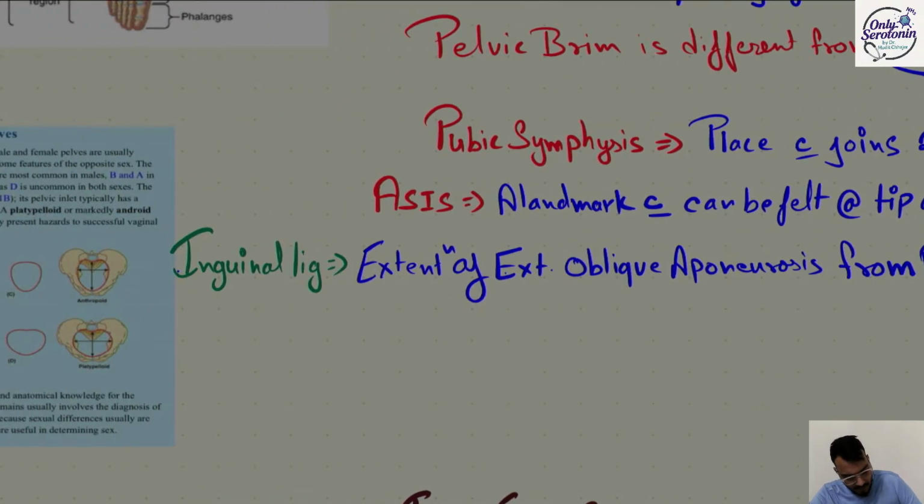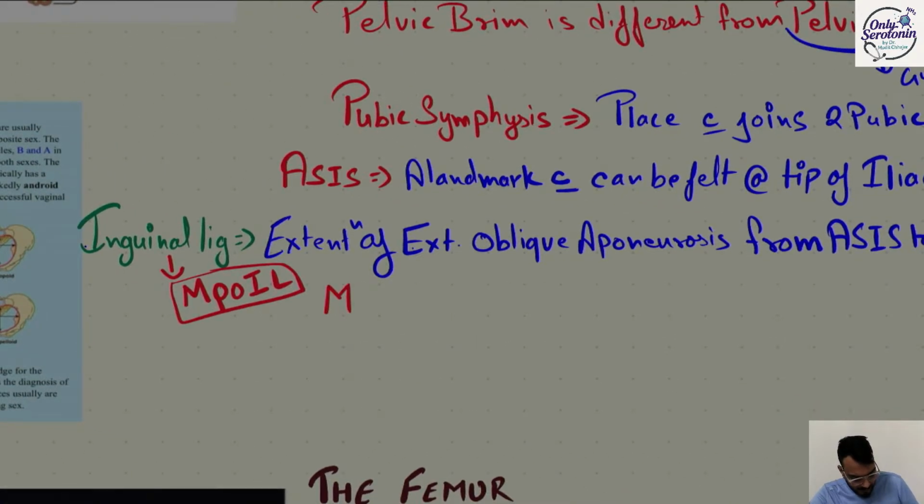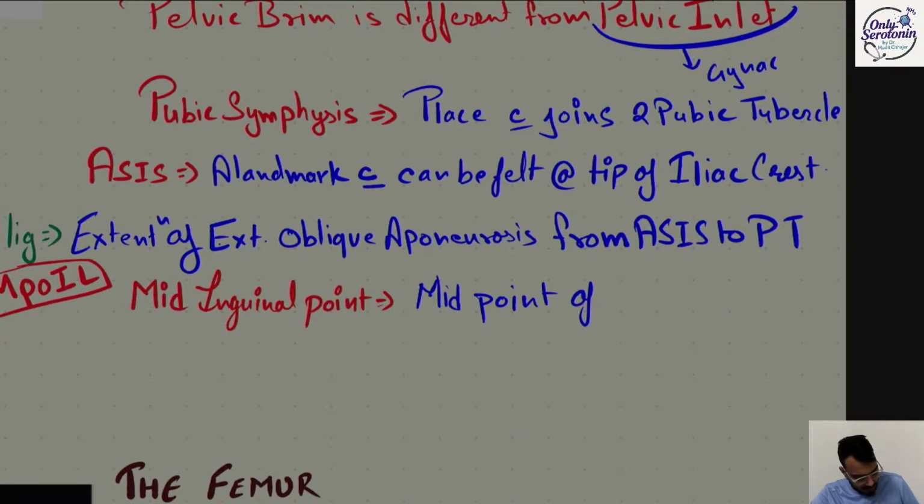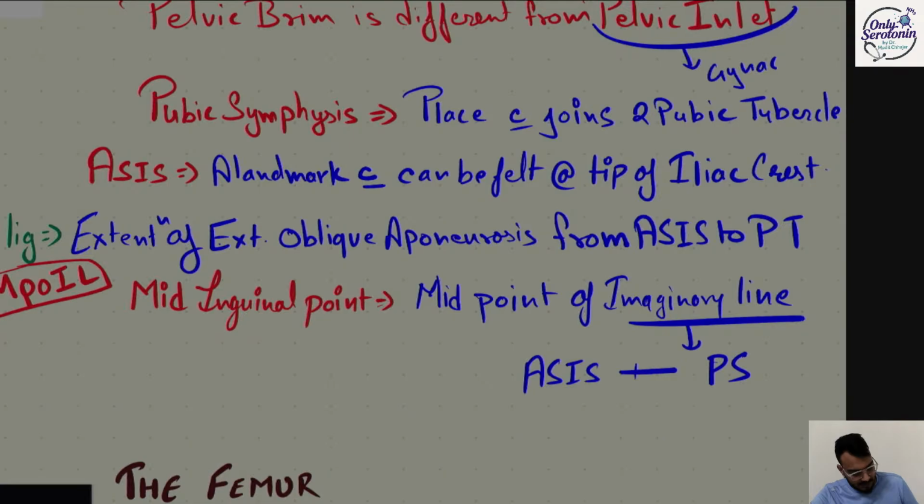And the midpoint of this is known as what, guys? The midpoint of the inguinal ligament. We have one more thing, guys, that is your mid-inguinal point. What is the mid-inguinal point? The mid-inguinal point is the midpoint of an imaginary line. And this imaginary line is from where to where? From ASIS till pubic symphysis, right? This is the catch, guys.